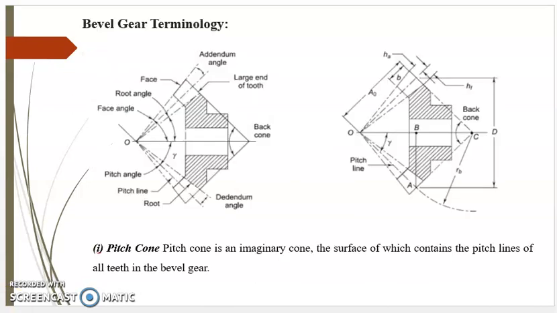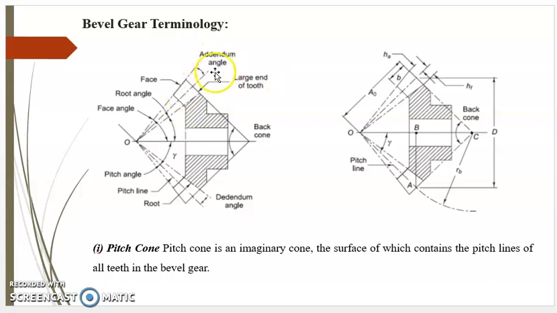Now we will see bevel gear terminology. These two figures are there. Different terms used in bevel gears, that is, this is the back cone, this is the pitch cone, this is same center line. The middle center line is known as pitch line, and the angle with respect to horizontal of pitch line is known as pitch angle. This is the face angle, O means this converging point.